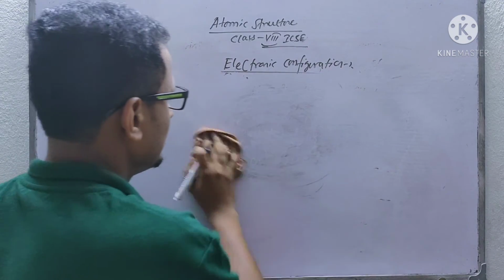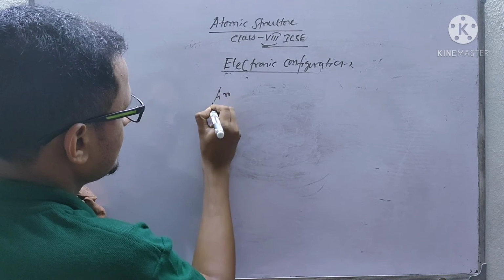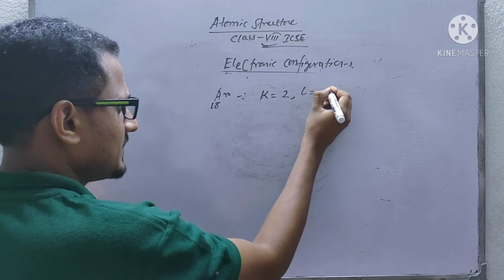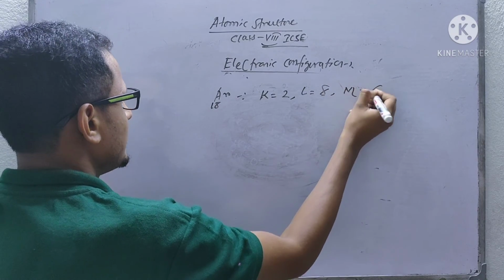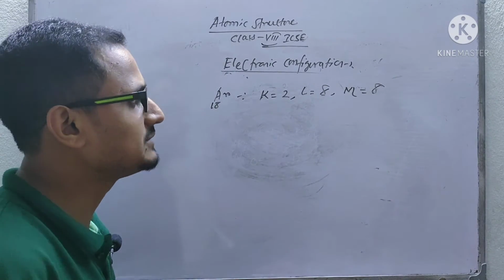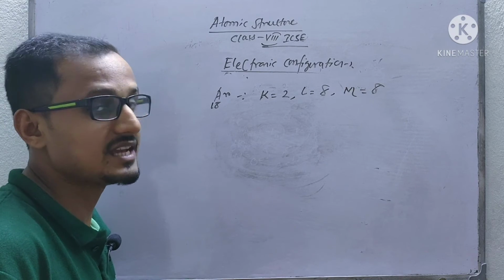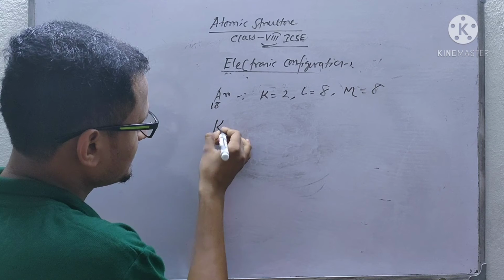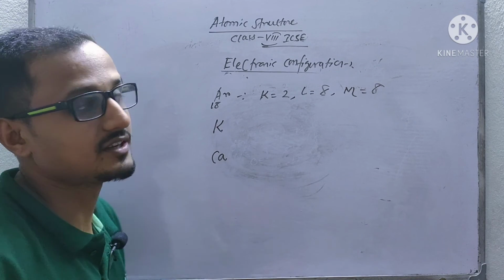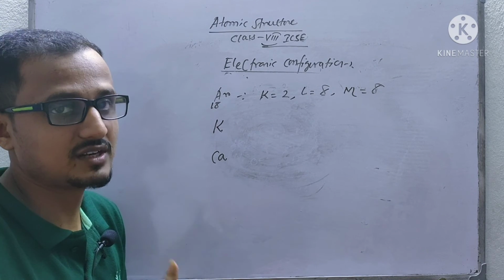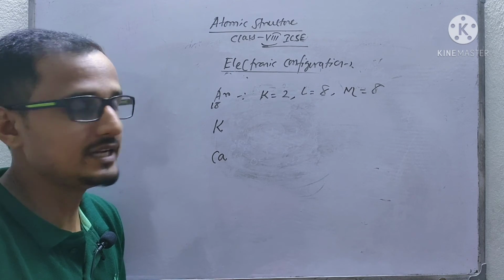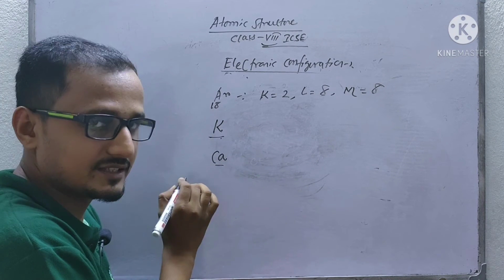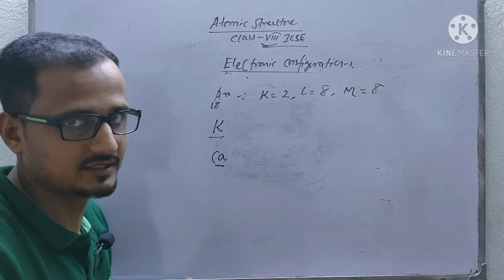What is the electronic configuration of argon? Just I am telling. Argon is 18. In K orbit maximum number of 2, L orbit maximum number of 8, and M orbit 8. Now I have told you that maximum number of electrons that can be present in M orbit is 18. Okay, but for potassium and calcium exceptions are there, and you have to read in your class as exception.